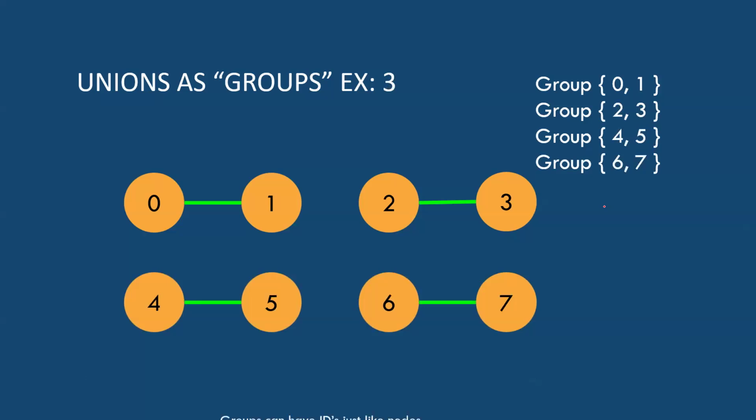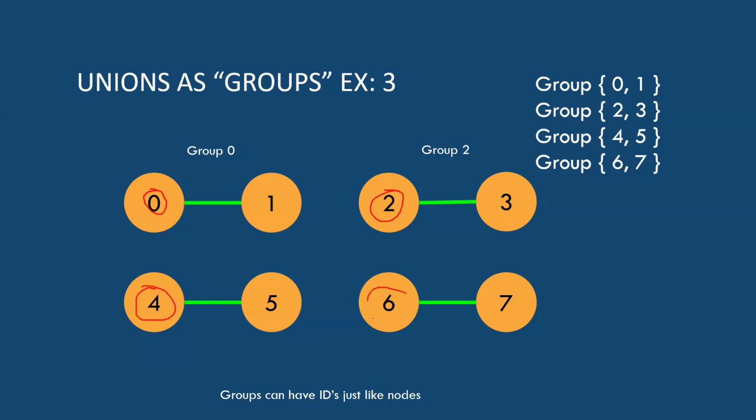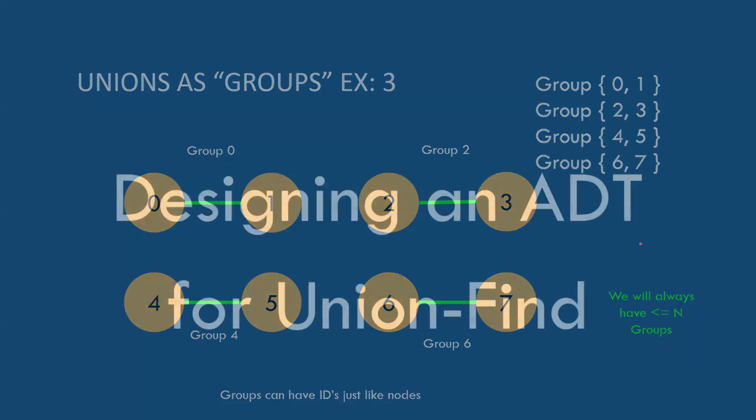Here's another couple representations, right? So we will give these things component IDs, and very often we will give it the ID of one of the nodes as a representation of uniqueness. It's like, okay, well, in this case, I'm not going to count from 0 up to the total number of connected components. I'm just going to use the ID of one of the nodes that are in that group, okay? So group 0, group 2, group 4, group 6. Seems a little arbitrary, but I'll show you why in just a second, okay? But we'll always have less than or equal to n groups, okay? So if everybody's in a group by themselves, of course, we'll have n groups there, okay?